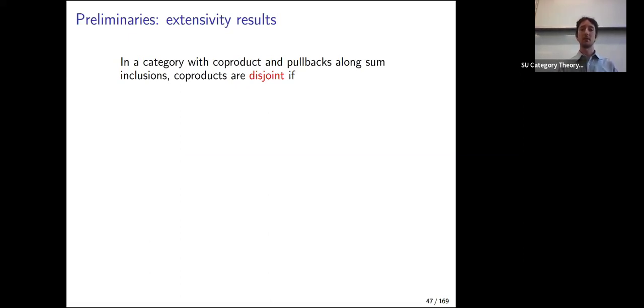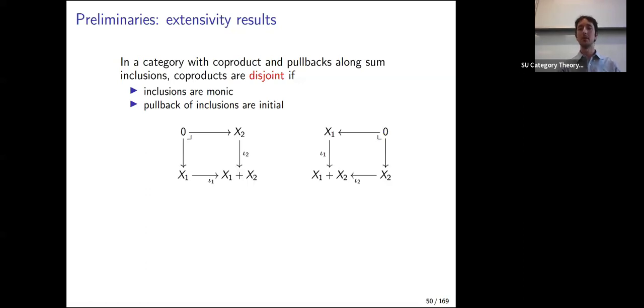First off, we start by defining what disjoint coproducts are. If we have a category with coproducts and pullbacks along some inclusions, we say that coproducts are disjoint if inclusions are monic, and the pullbacks of inclusions are initial. I realize here that these are actually the same diagram. I could have just drawn one. But yeah, the pullback of one inclusion along another gives us the initial object.